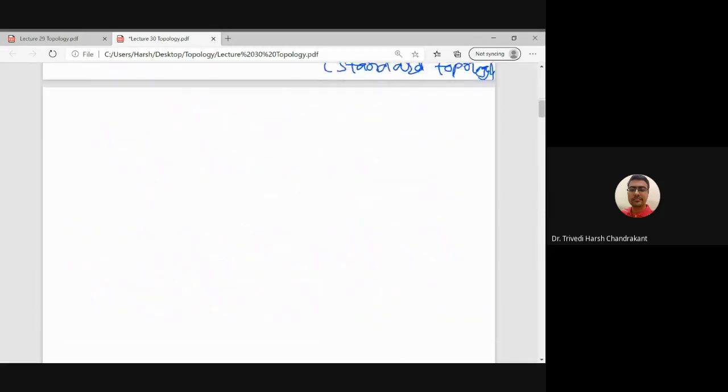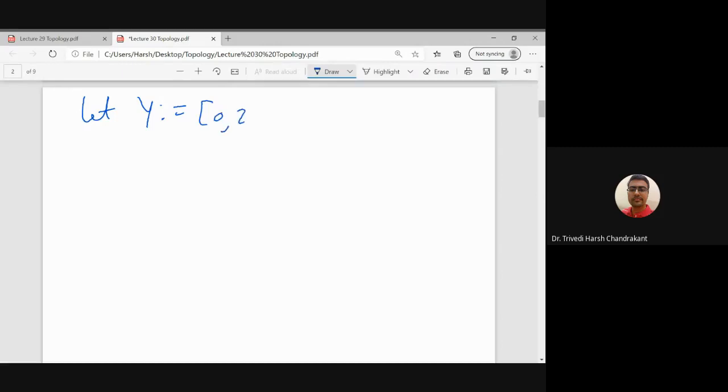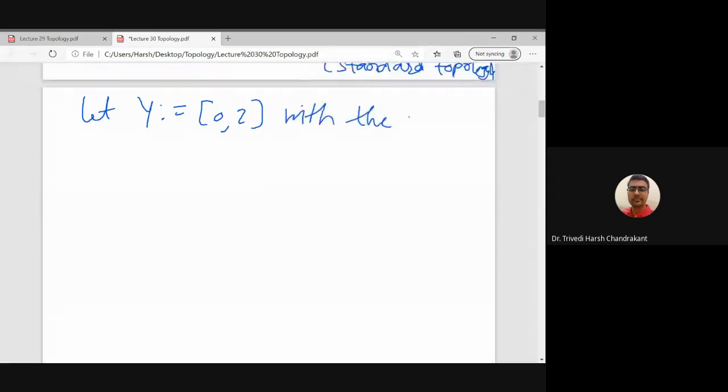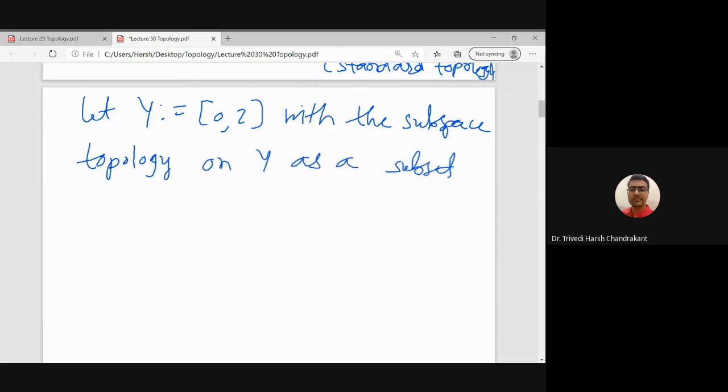So this is the domain X, and similarly we can consider the closed interval [0,2] with the subspace topology on Y as a subset of R, and on R we have again the standard topology.